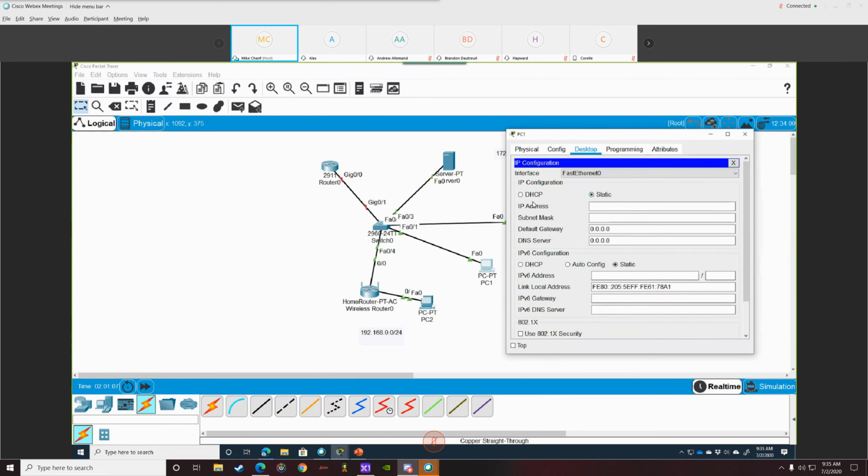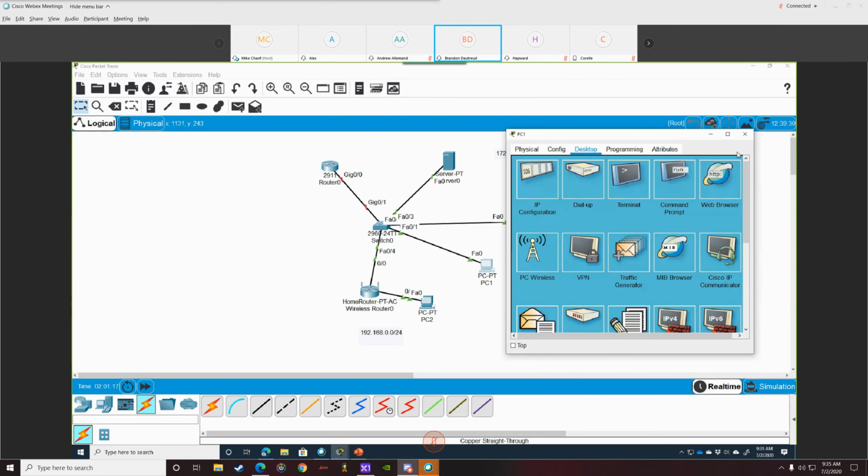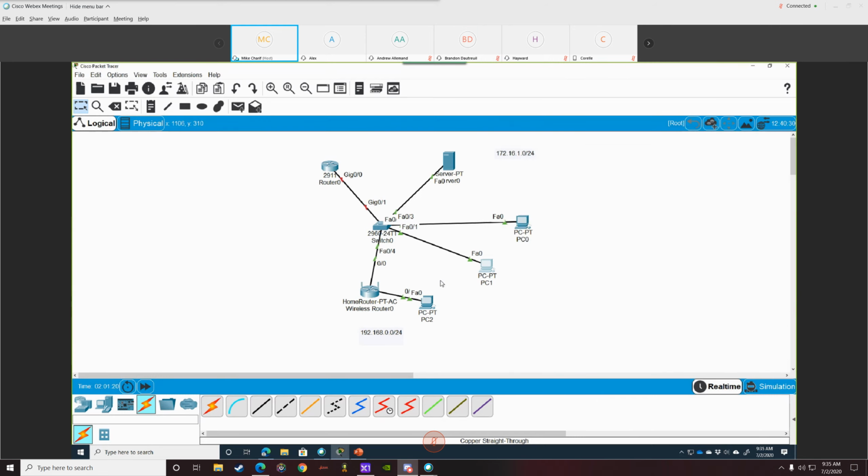Why is it not doing it? You didn't set up the DHCP server on the server. No, this is the problem.